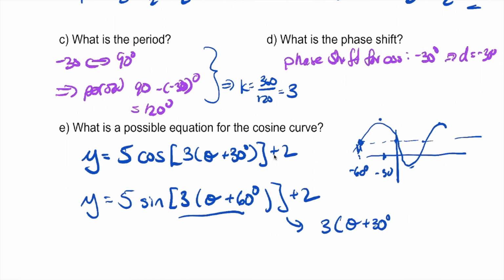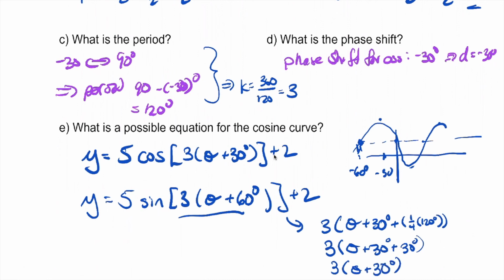But because we're shifting this 1/4 to the left, that means we have to add 1/4 of the period. So that's 1/4 times my period, which is 120 degrees. So really, what's inside my sine function is going to be 3 times theta plus 30 plus 1/4 of 120, which is another 30. So another way to term this is 3 times theta plus 30 degrees. So that's another way that you could get your phase shift for the sine.